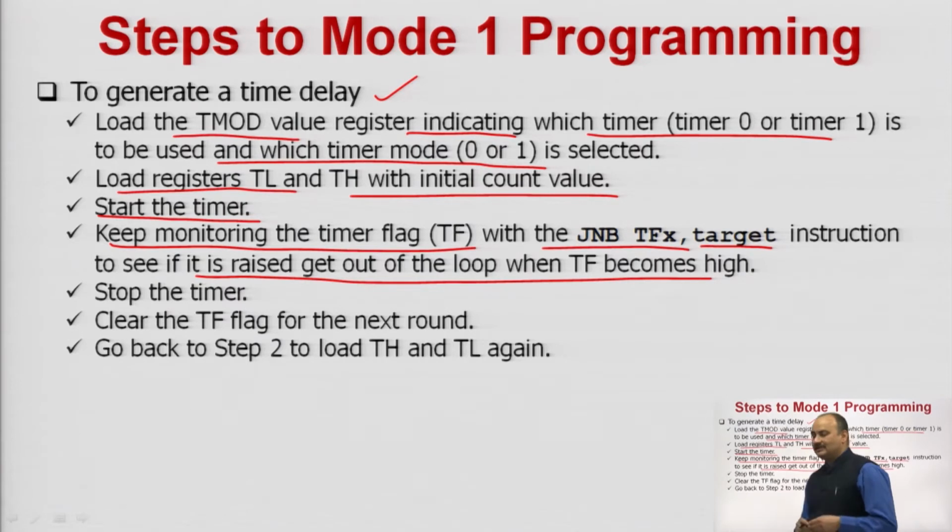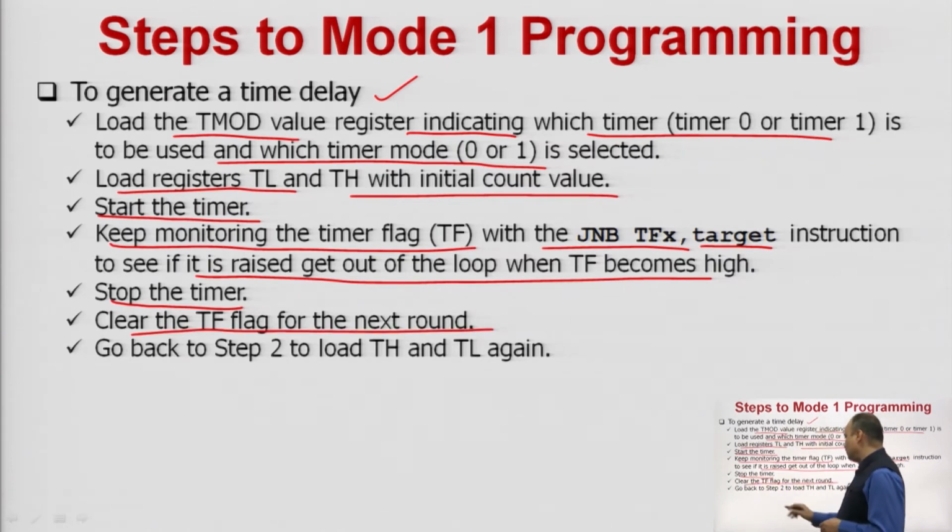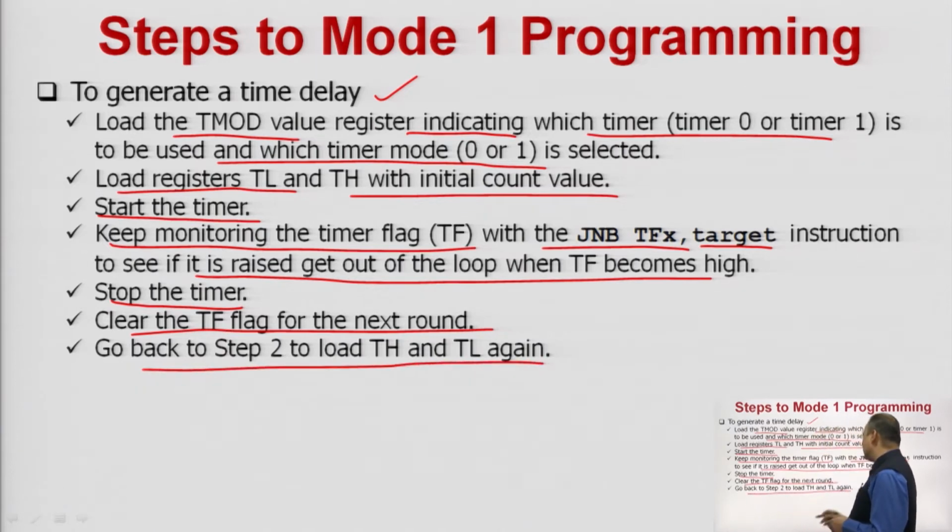So when this timer flag is high, we come out from the loop, then stop the timer. This is the next point, with the help of the instruction CLR, clear timer 0 or timer 1. Then clear the timer flag for the next round and go back to step 2 to load the TH and TL values. So these are the steps which are required to follow during mode 1 programming.